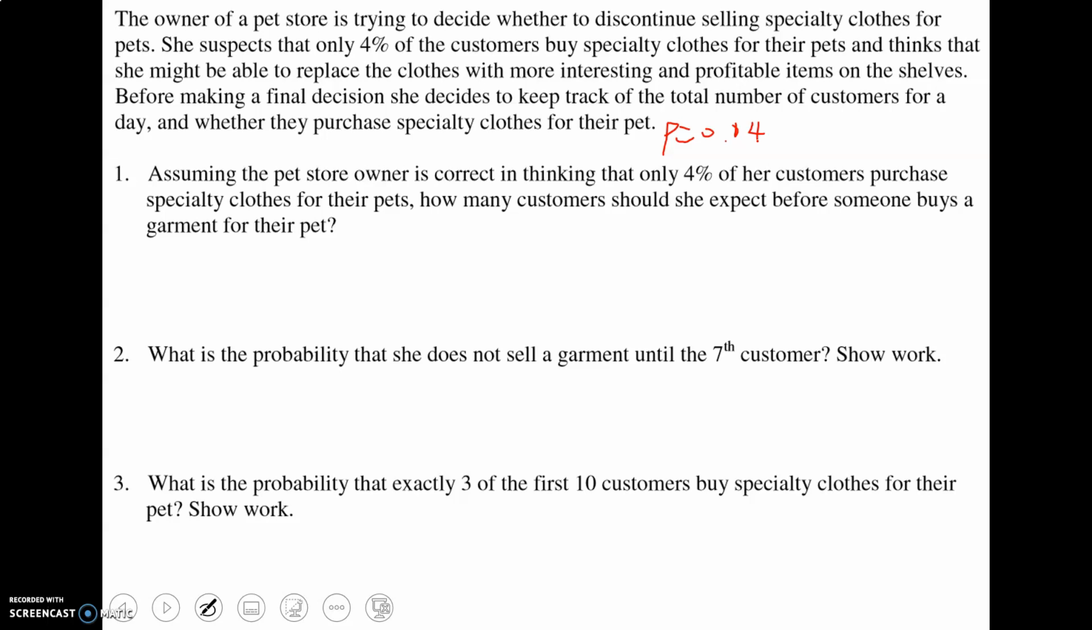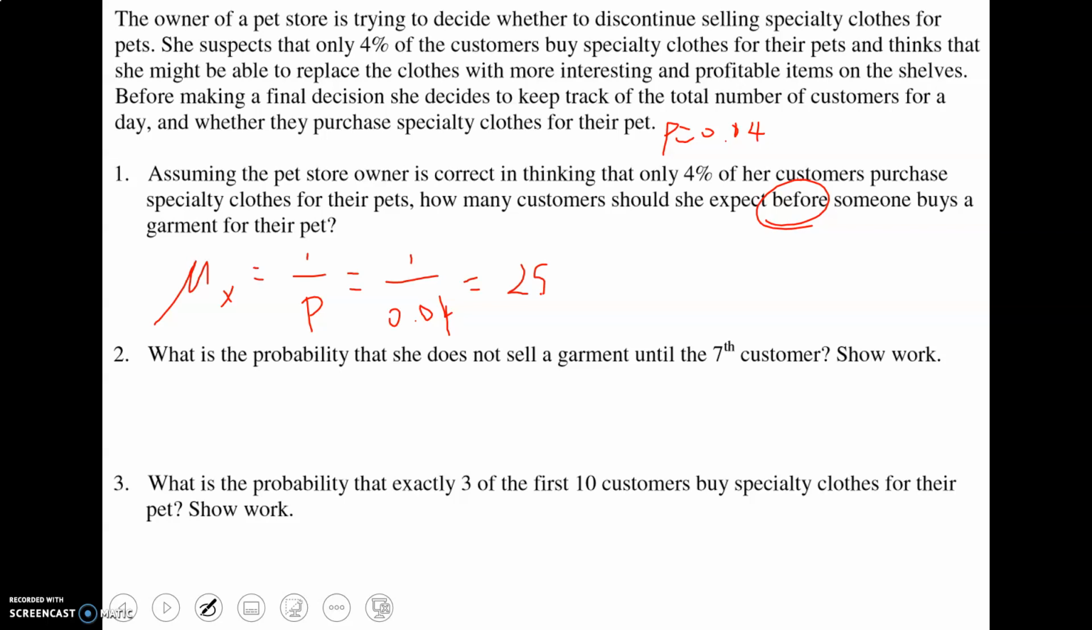1. Assuming the pet store owner is correct in thinking that only 4% of her customers purchase specialty clothes for their pets, how many customers should she expect before someone buys? Again, it's a geometric setting, right? So the expected value for a geometric setting is 1 over p, so we do 1 over 0.04, so that's 25. So she can expect 25 people.